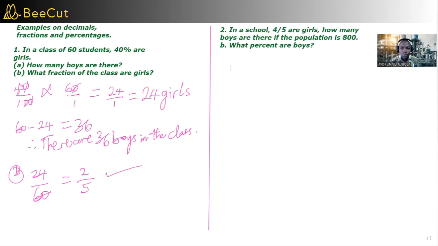What are you looking for, Zion? What are you asked to find? The percentage of the boys? No, that's not the first question. What's the first question? How many boys are there? That's the first question.